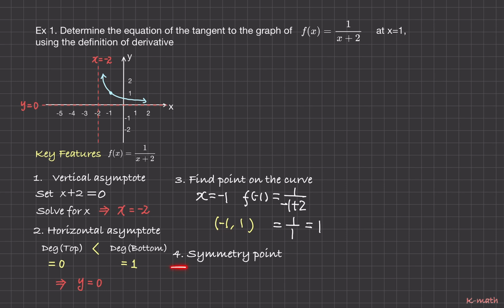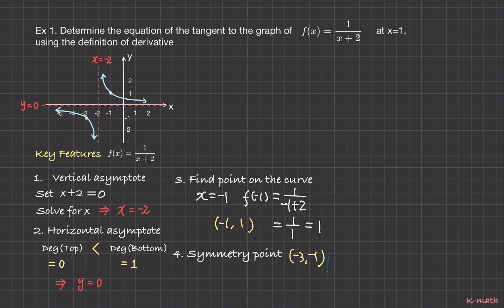Let's find the symmetry point. This type of rational function, which is constant over linear, is symmetric about the point where the vertical asymptote and the horizontal asymptote intersect. So the graph is symmetric about (minus 2, 0). From this point, 1 unit to the right and 1 unit up, that gives us the point (minus 1, 1). Also from this point, 1 unit to the left and 1 unit down, that means the symmetric point is (minus 3, minus 1). So the left side of the graph should look like this.